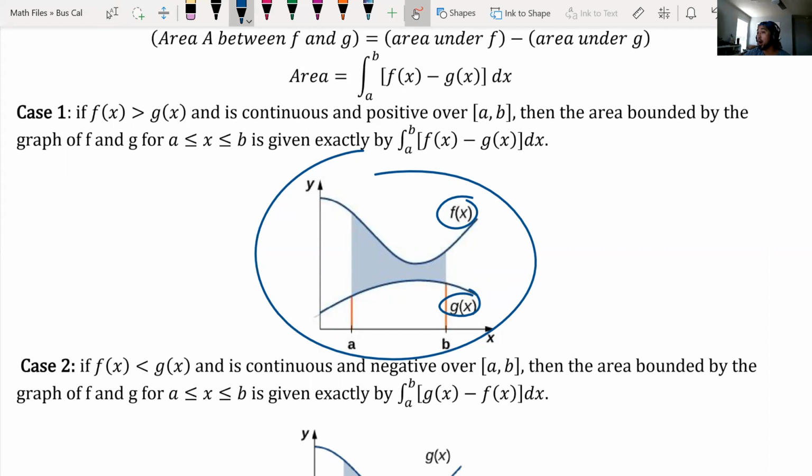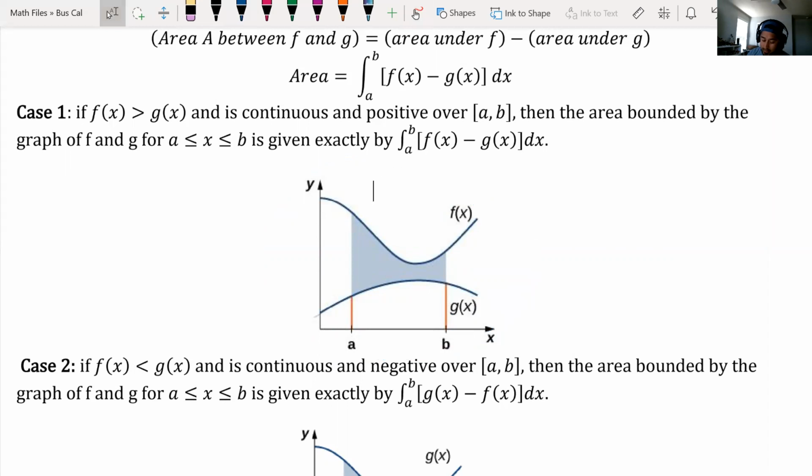This means that all the y values of f of x are greater than all the y values of g of x, or f of x is above g of x. And we will use case one, and the setup for that will be the integral from a to b of f of x minus g of x dx.